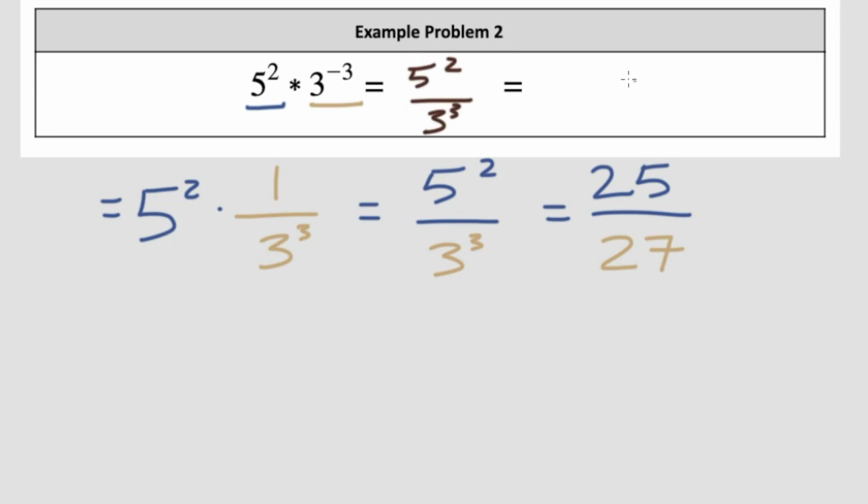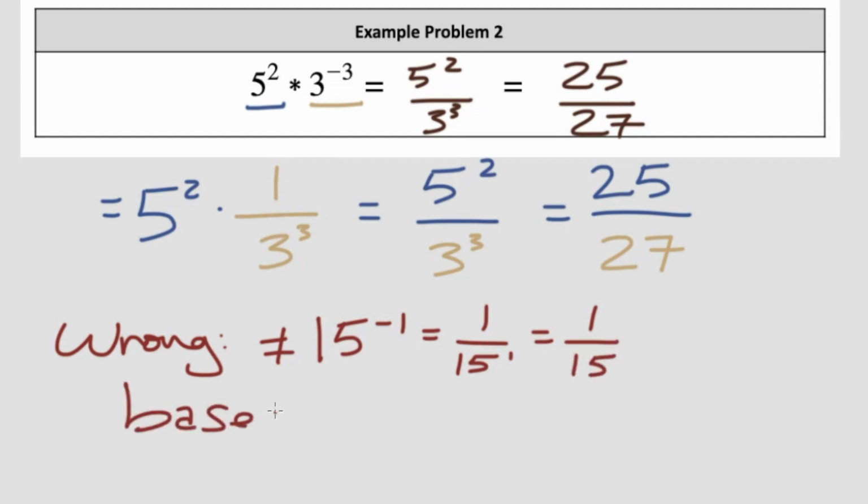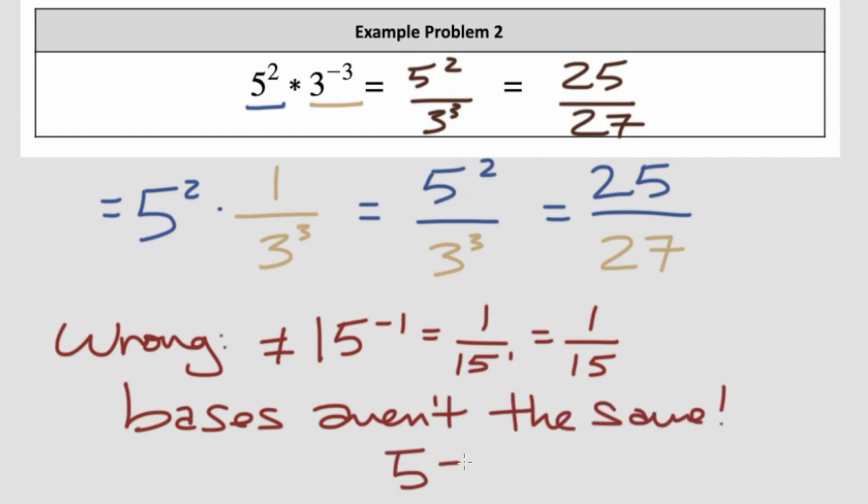Some of you might be thinking, well, I can use the quotient rule here, can I? Well, that's not quite it. Let me show you exactly why by showing you something that is wrong. This is not equal to 15 to the power of negative 1, which some people might say is 1 over 15 to the power of 1, which is 1 over 15. The reason why is because the bases are not the same. Once again, the bases are not the same. The 5 and the 3 are not the same, so we cannot combine them, and we certainly cannot add the exponents like we normally do.